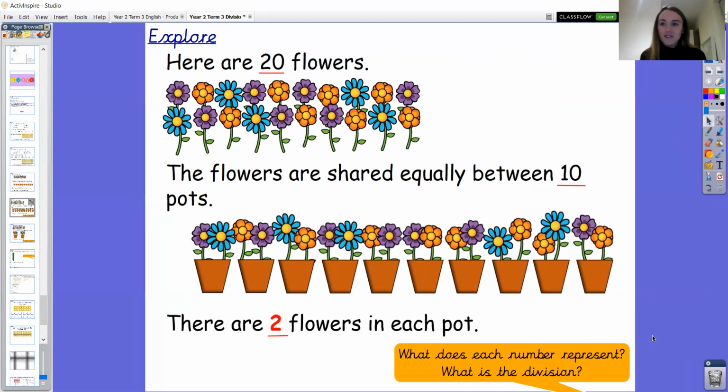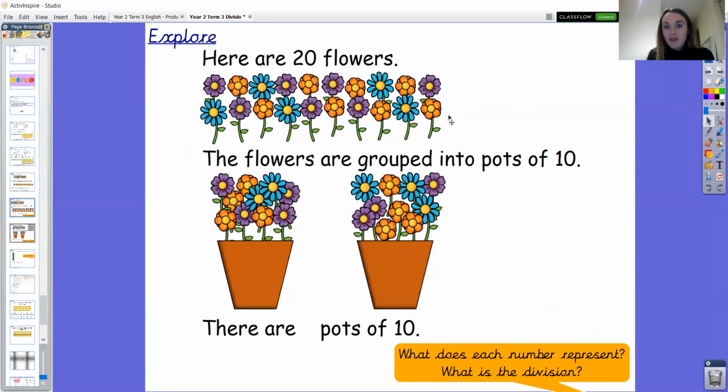Brilliant. So what is the division, Year 2? Shall we say it together? 20 divided by 10 equals 2. Well done. Okay, we're going to have a look at grouping now. So again, here are 20 flowers and the flowers are grouped into pots of 10. So there are 10 flowers in each pot.